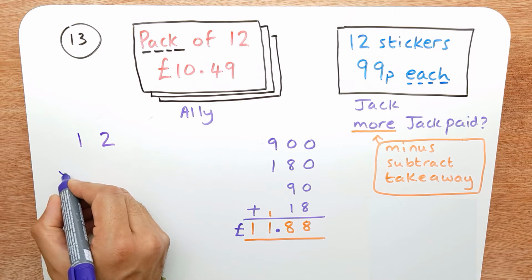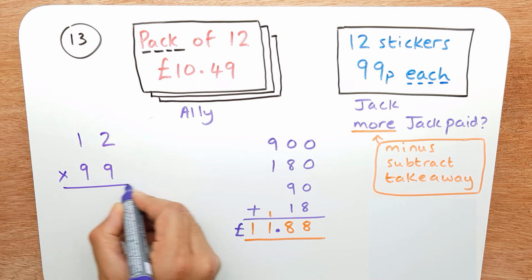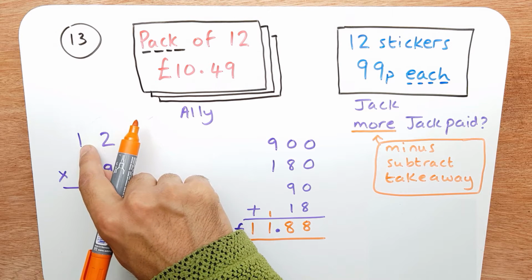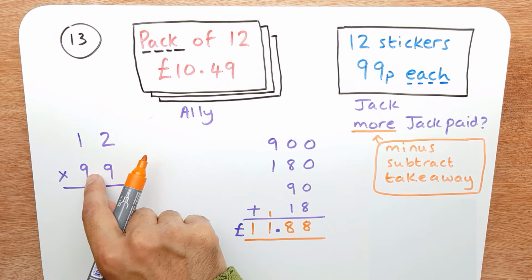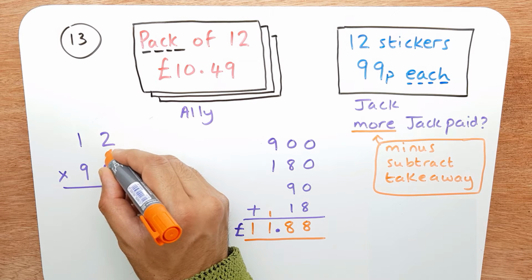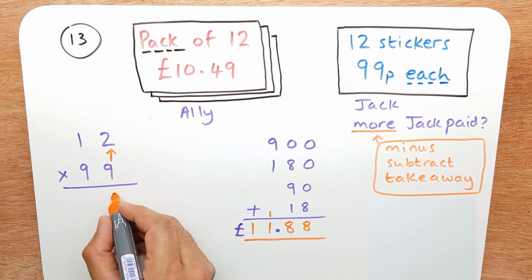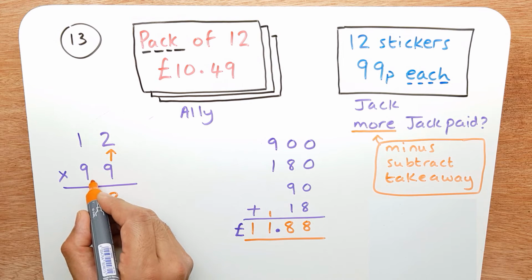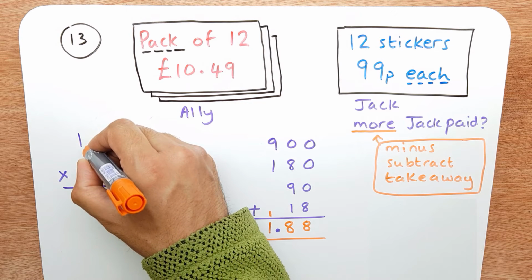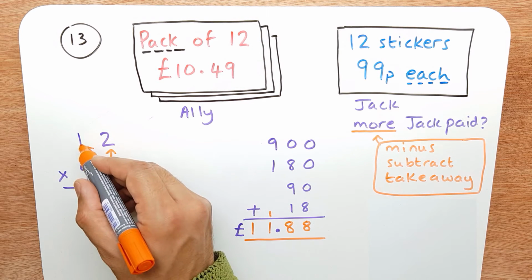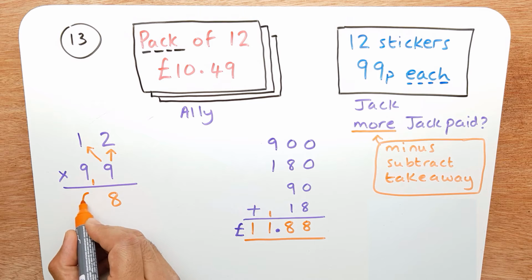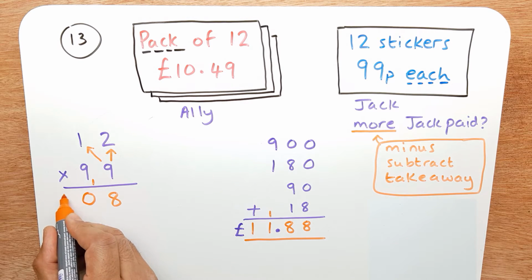12 times 99. So what we're going to have to do is do 9 times 2 and then 9 times 1. Then we move on to the next digit, 9 times 2 and 9 times 1. So let's go ahead and do that. 9 times 2 is 18. We put the 8 down and we carry the 1 over to the next column. Then we do 9 times 1, 9 times 1 is 9, plus the 1 we've carried over makes it 10. So we put the 0 in this column and we carry the 1 over to the next column.